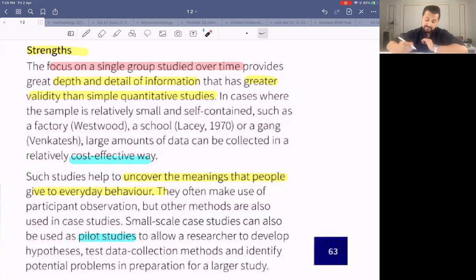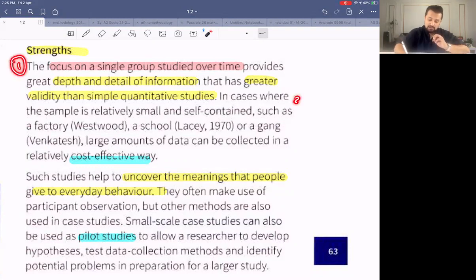So, small scale case studies can also be used as pilot studies to allow a researcher to develop hypotheses, test data collection methods, and identify potential problems in preparation for a larger study. Now, let's just say while conducting a tiny little case study, which is being conducted with the intention of figuring out if the design of the study is okay, there's a possibility you come across certain problems which you could rectify and work on so that the larger study that you want to conduct doesn't have all those problems. We get this, right? Yes, sir.